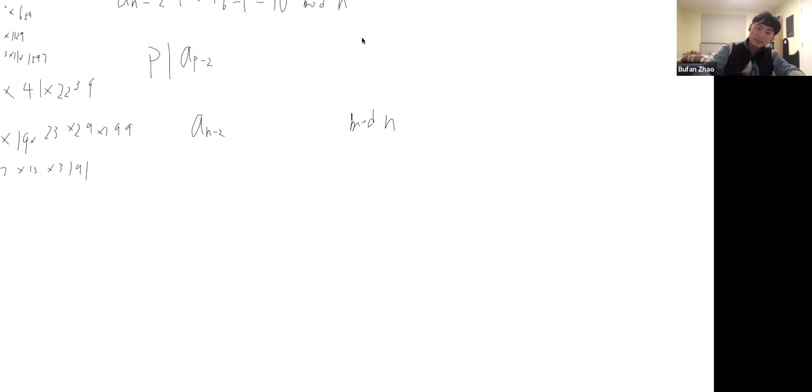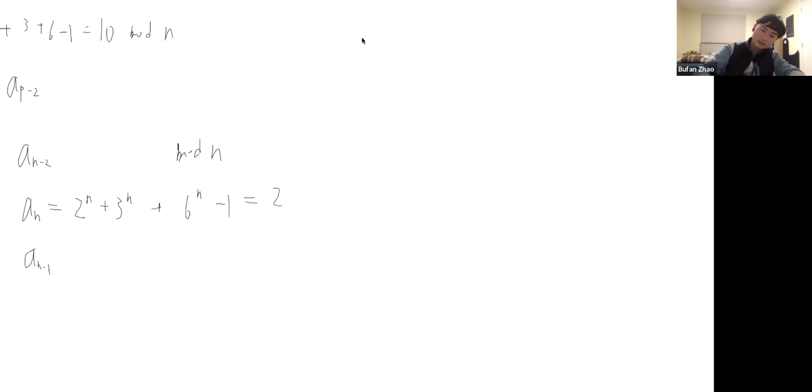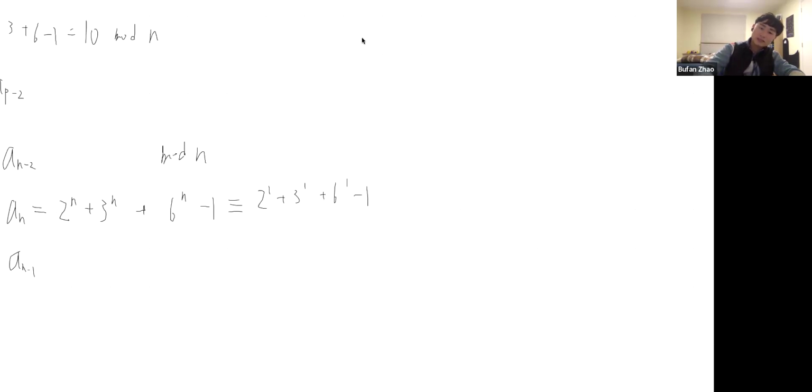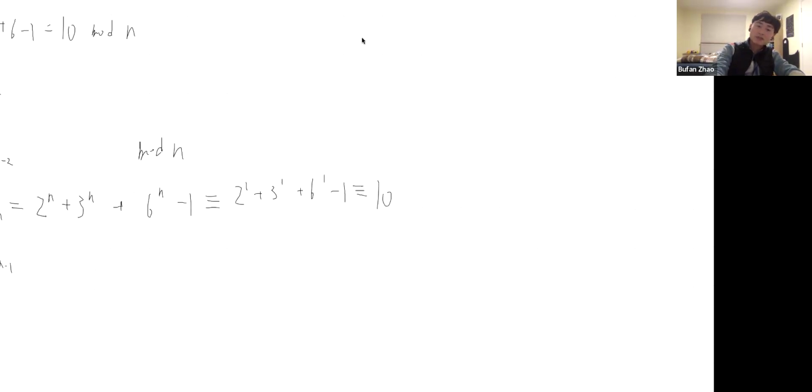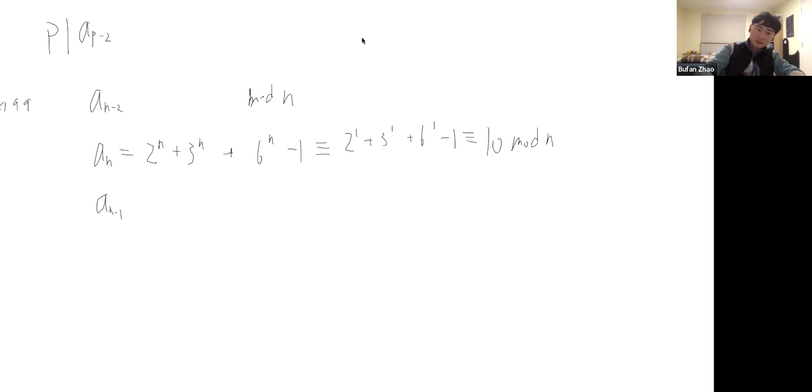I will look at a_n and then a_{n-1} and see if that can give us any inspiration, right? So a_n is equal to 2^n plus 3^n plus 6^n minus 1, which is equivalent to 2^1 plus 3^1 plus 6^1 minus 1, which is equivalent to 10, as Jackie correctly stated. Remember here, n has to be prime. And what is a_{n-1}? Well, a_{n-1}. Can someone tell me in the chat what is a_{n-1}?